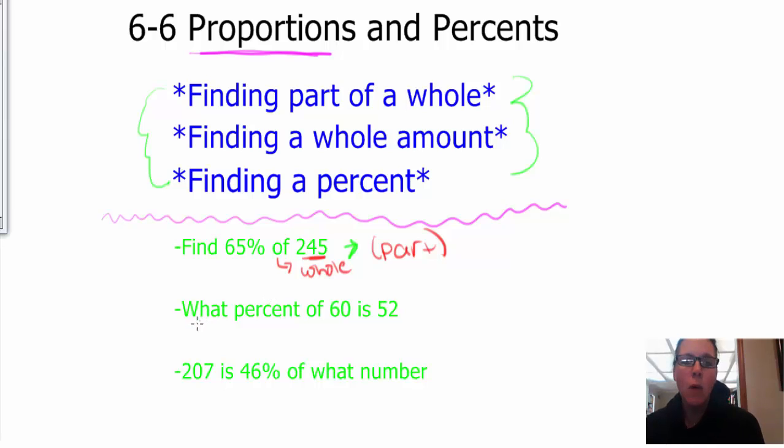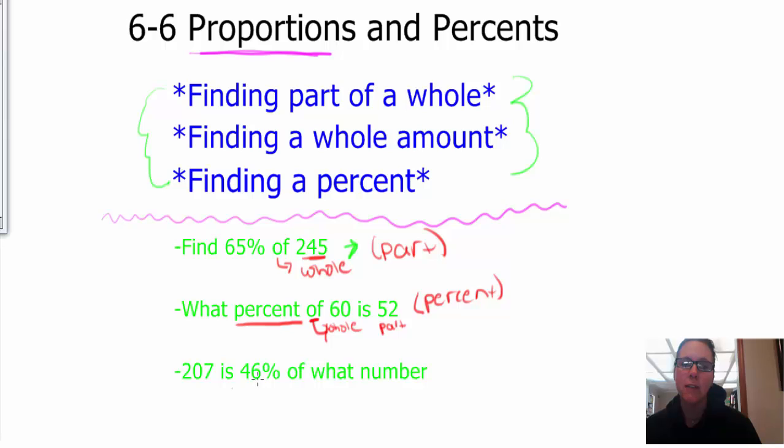Okay, what percent of 60 is 52? So here we're looking for the percent because it asks it right here. It's not given. Okay, so "of 60 is 52." So the 60 is your whole and 52 is your part. Almost all the time, after the "of" is your whole, and after the "is" is your part.